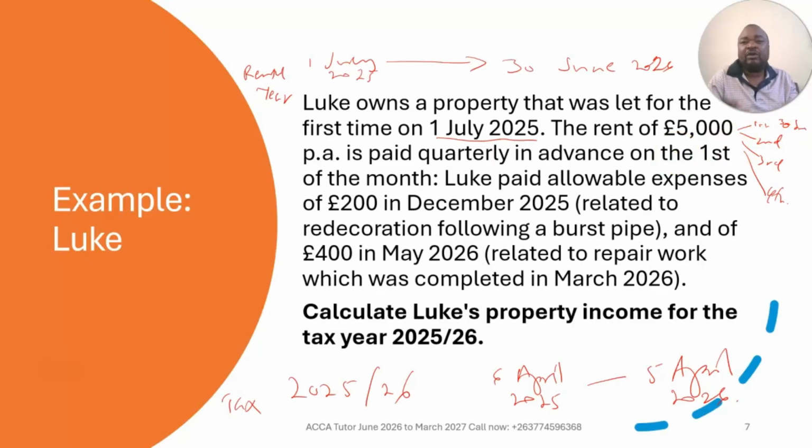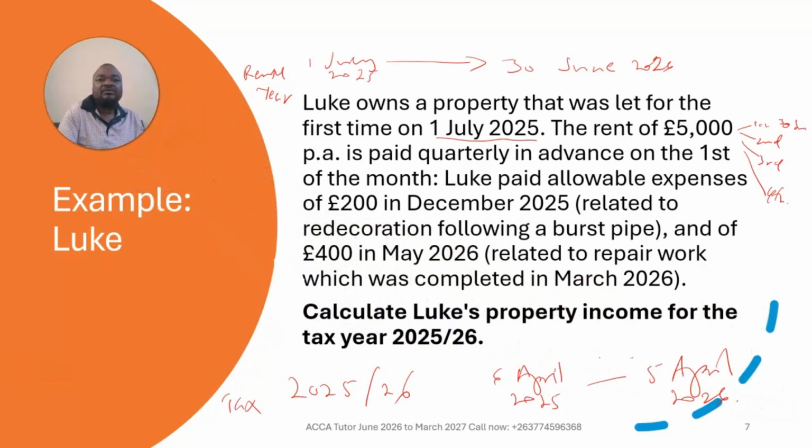But we were not yet letting out the property. We then started letting the property on the 1st of July, so that's when we received our first rental. So the income was received in the second quarter of 2025, which was the first quarter in terms of the rental payments.